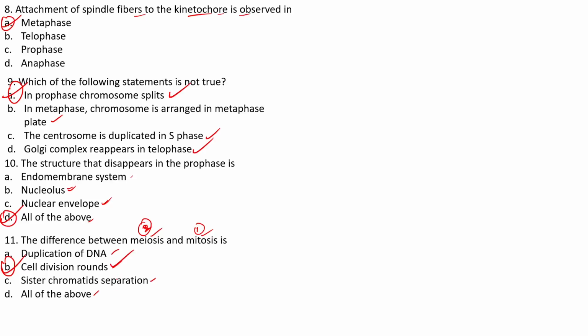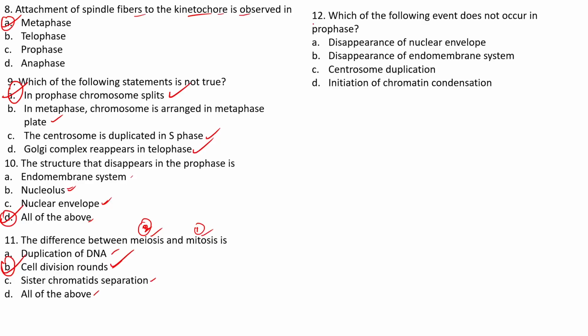Sister chromatid separation occurs both in mitosis and also in meiosis. Okay, in meiosis too there is sister chromatid separation, and in mitosis also there is sister chromatid separation. The next question, which of the following events does not occur in the prophase? A, disappearance of nuclear envelope and endomembrane system, centrosome duplication, initiation of chromatin condensation.